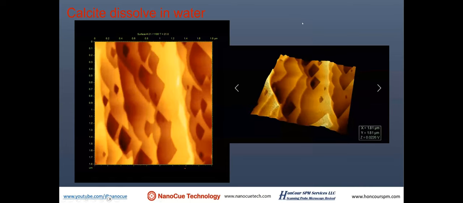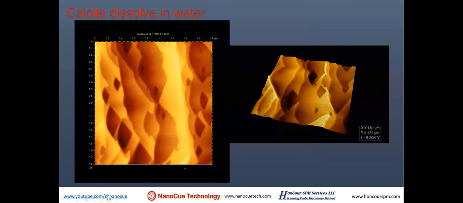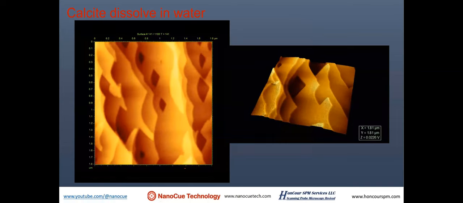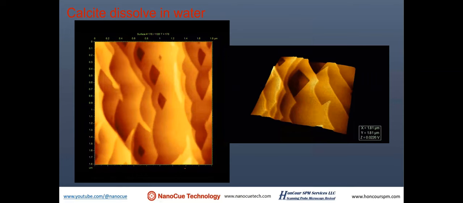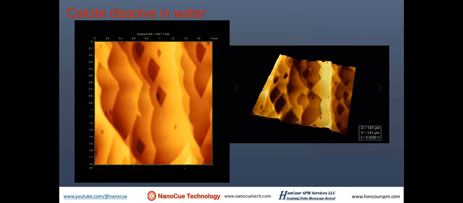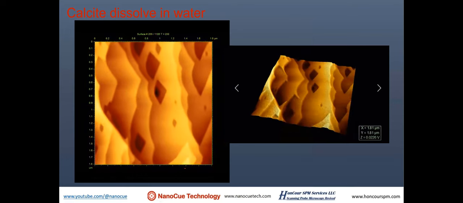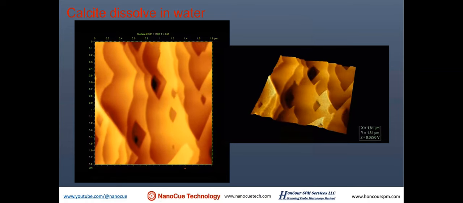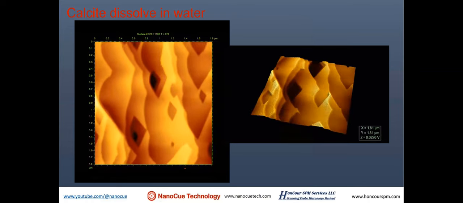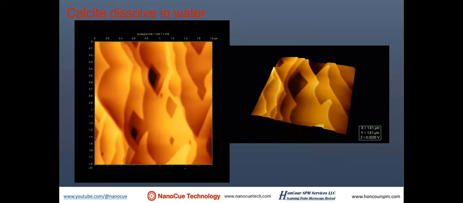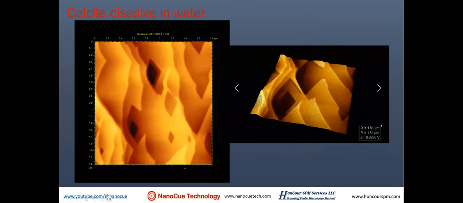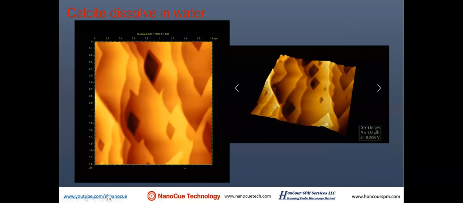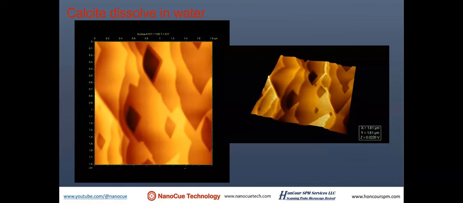This is the movie version of calcite dissolving in acidic water. And again, this scan is relatively fast. I use constant height mode because I want to scan a little fast. Constant height mode takes the feedback speed out of the equation when you push the speed. So if you look at the dimension block, the upper corner, it says X is 1.81 micron, Y is 1.81 micron. That's the scan size.